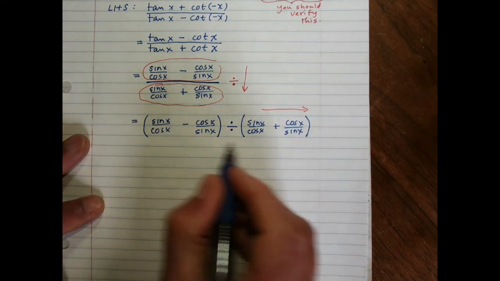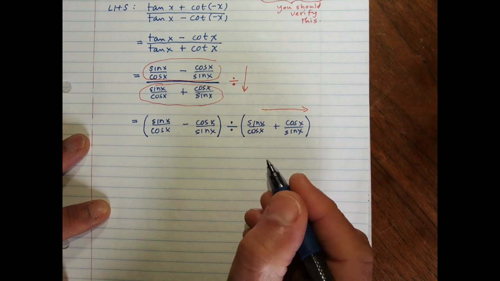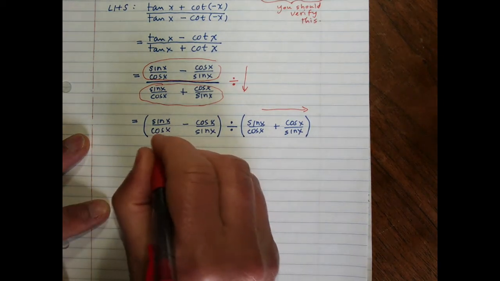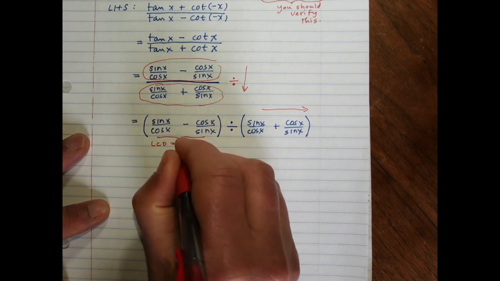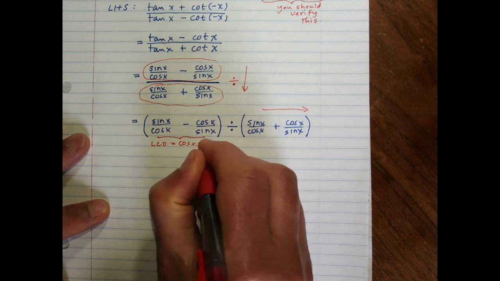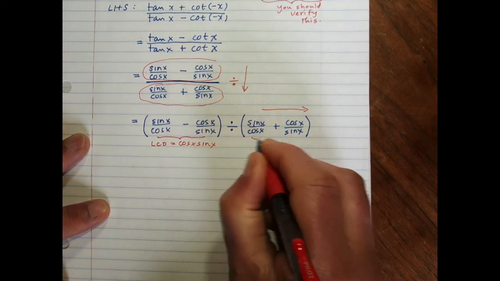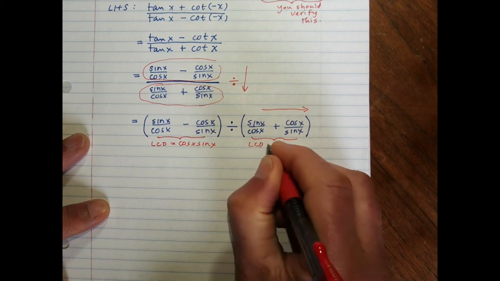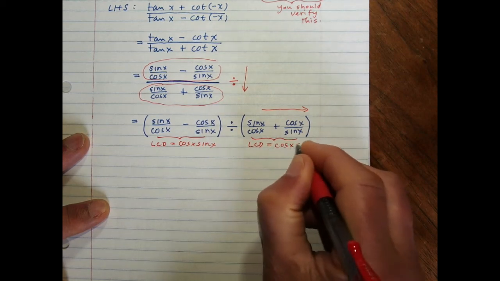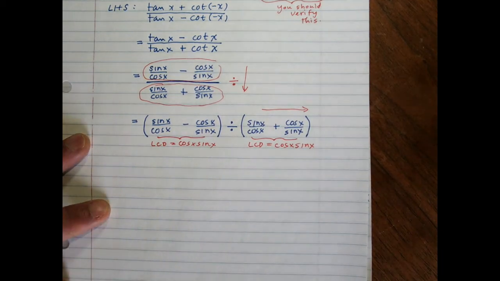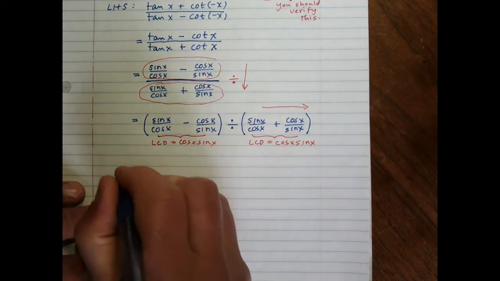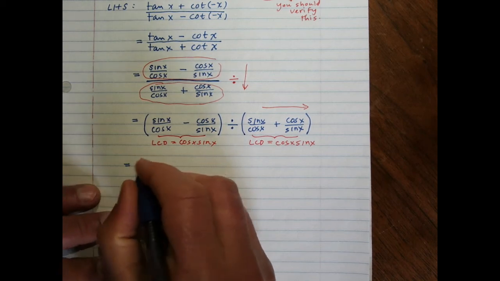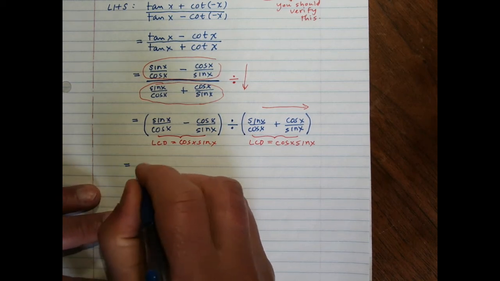To do the subtraction and the addition, I need a common denominator in each case. And for these two, I have an LCD of cosine x times sine x. I got to multiply those two denominators together. And for these two, I actually have the same common denominator, cosine x sine x. So I'm going to write this out in detail. If you could do some of these steps in your head, that's fine, but I also think there's nothing wrong with just writing it out in detail if that helps you stay organized about things.